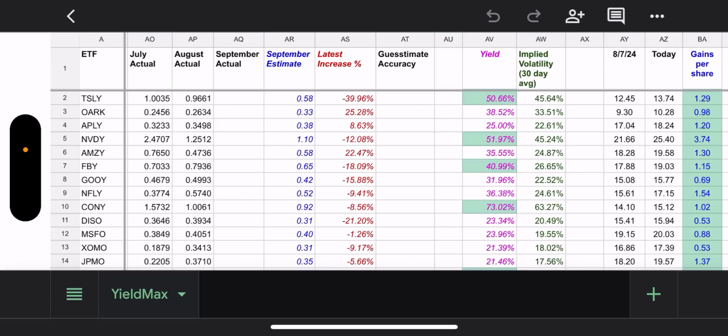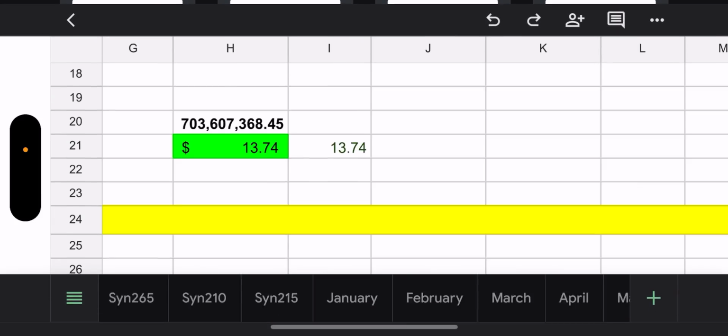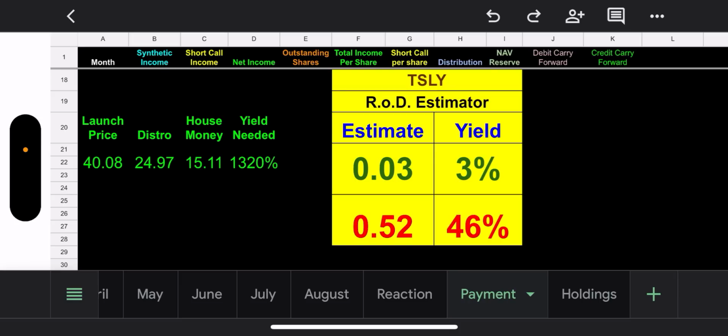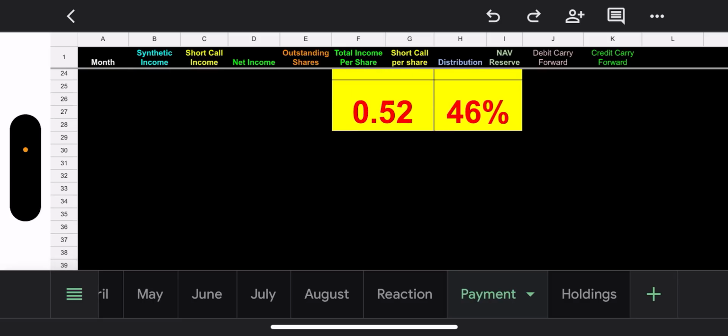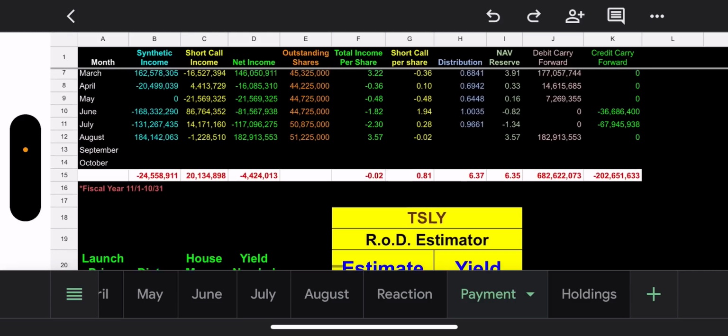TSLY, I have a September estimate, column AR, of 58 cents. Obviously I cover TSLY, so when I go to the payment detail, based on my estimator and taxable income alone, it would come to 3 cents. So the use of that is out the window. I can completely ignore that. So now I have to look at this. The IV, which I'm using as the yield here, would produce 52 cents. So that's a number I could use.